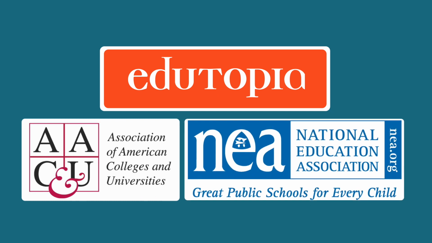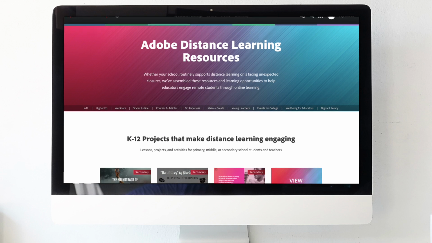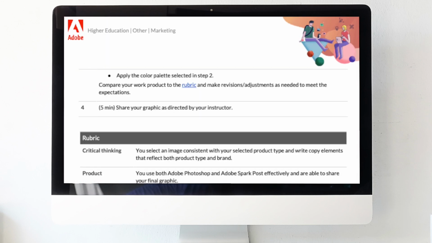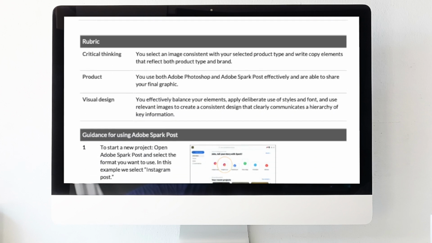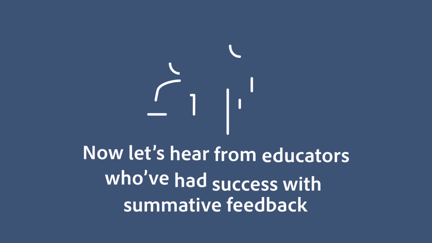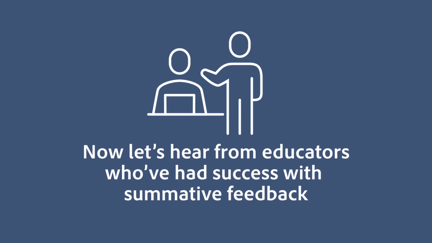Other organizations and teachers have developed their own rubrics. You might want to explore them further. There are also teaching resources on the Adobe Education Exchange. These include awesome creative rubrics that align to the outcomes or objectives of the project or activity. Now let's hear from educators who have had success with summative feedback.